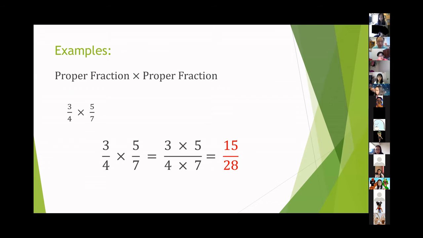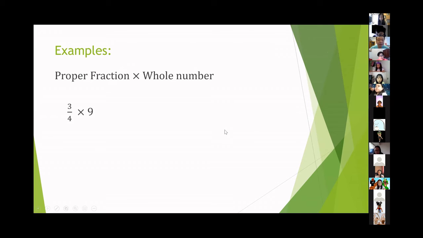Now, for every question I have an answer for you, but starting from the next question, I will show you the question first. I would like you to do it by yourself first. After a little while, I'm going to show you the answers. Now, proper fraction times whole number. 3/4 times 9. I'll give you 30 seconds to finish it.